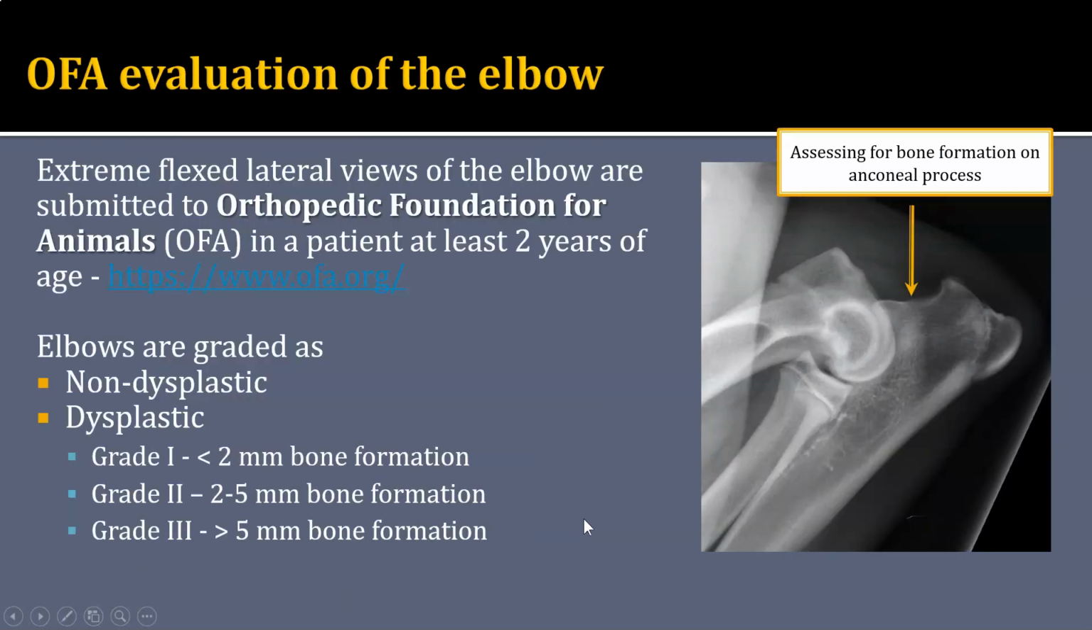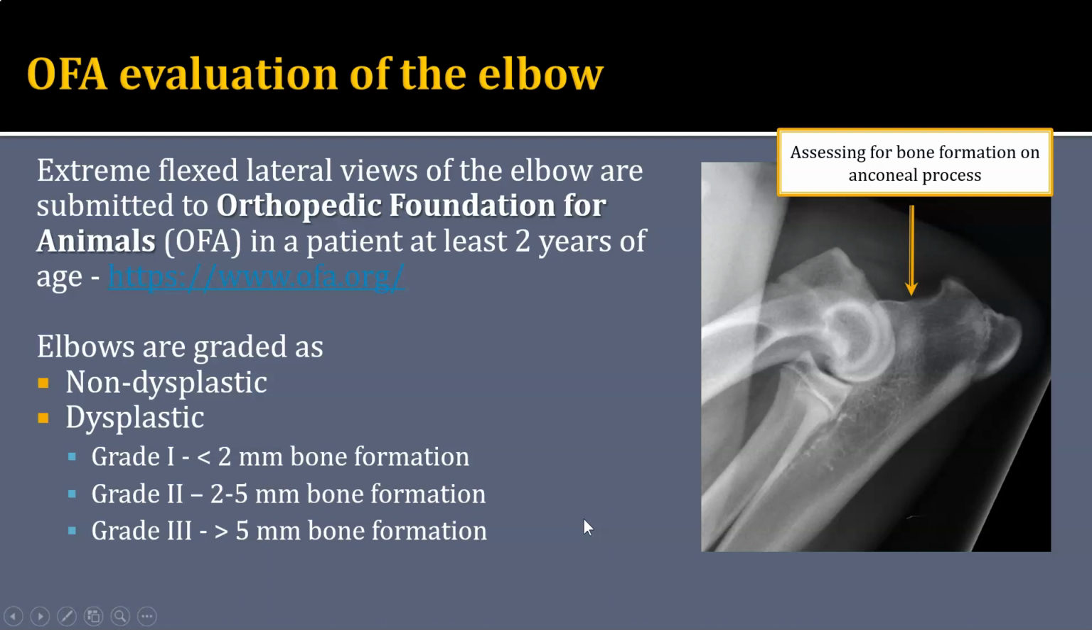Finally, a quick discussion on OFA evaluation of the elbow. If you have a client present with a patient that they want to have OFA evaluation for elbow dysplasia, they only look at the extreme flexed lateral views. Those are submitted to the Orthopedic Foundation for Animals to be certified in a patient that is at least 2 years of age. And I've provided the website there if you want to go and read a little bit more about elbow dysplasia and submission and grading.